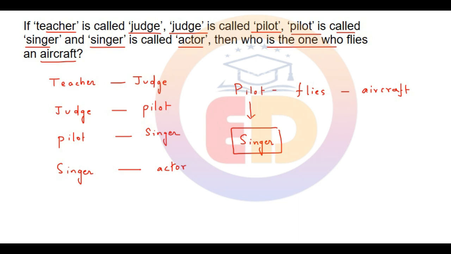Now most of the students will be confused. Sir, singer is called actor, so can our answer be actor? No. Our answer will not be actor, because you don't have to change the singer further. You just have to change the person who is the answer of the question. The question they are asking is the one who flies an aircraft. That's a pilot, and pilot is called singer. So singer will be the answer. Do not change it further again. Taking it as actor will be wrong.